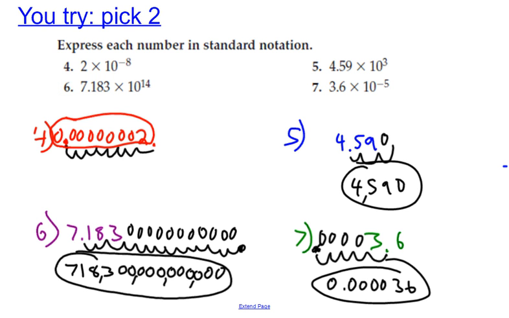Number 6, it's a positive 14 power of 10, so I move that decimal 14 places to the right, and I get 718 trillion 300 billion. And then number 7, it's a negative exponent, so I'm going to move the decimal 5 places to the left. You get 0.000036. So that's taking a number in scientific notation and writing it in the normal standard form, standard notation of writing a number. Now, part of this goal is also to write the opposite, do it the opposite way.